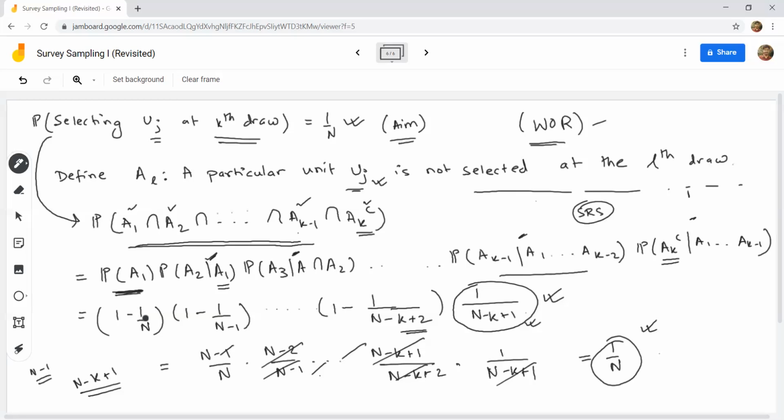Okay, so you can look into this proof. It is also in any standard book. You can look into this proof in, say, Sampath also. If you have any queries, you can ask me again. And for this reason, basically, we call SRS WR and WOR both to be equiprobability sampling schemes, because the probability of drawing each element is 1 by n every time. So that's why.